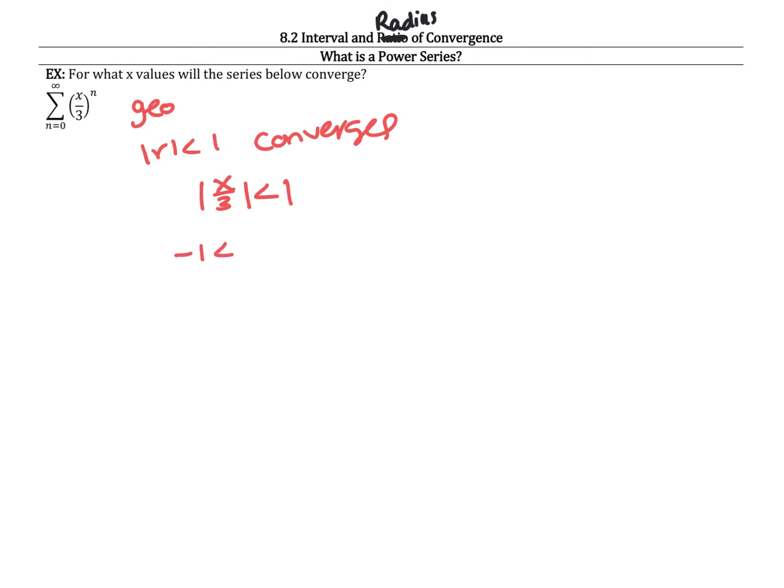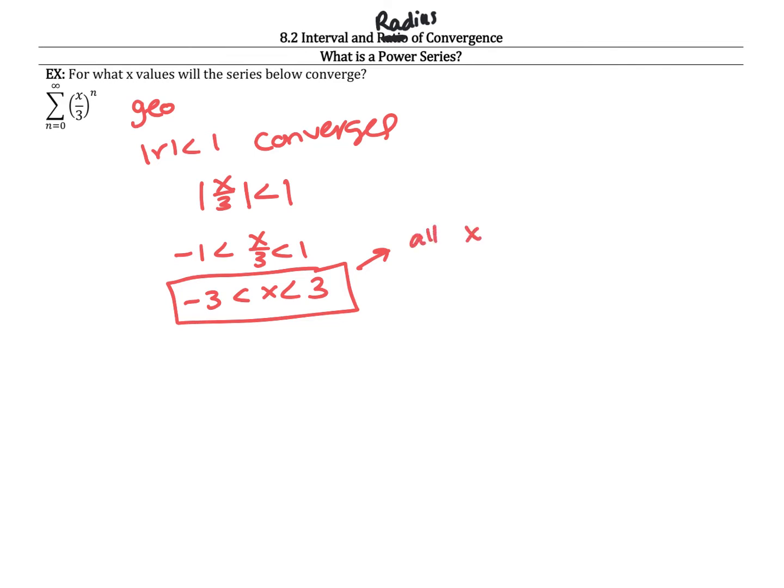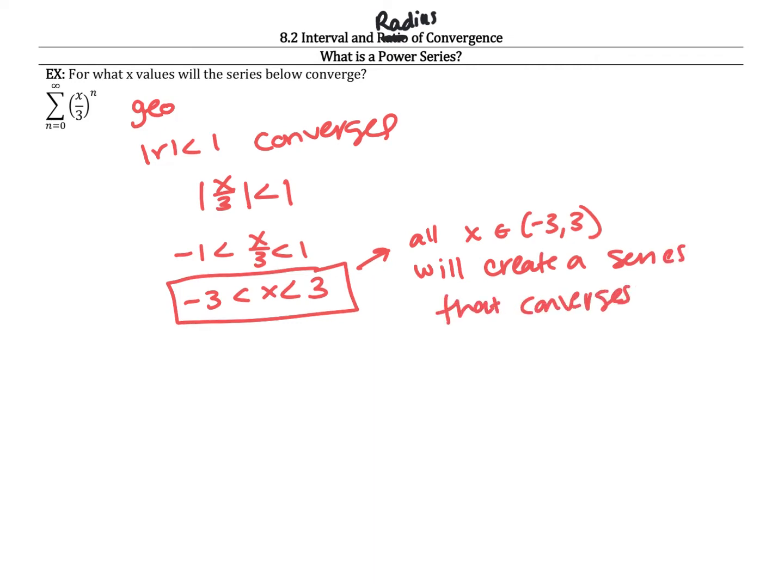And to solve this inequality, we could break this up to get rid of the absolute value. And then to finish it off, we could multiply all sides by 3. So as long as we have an x value that is in between -3 and +3, we will have a series that converges. So all x that is an element of (-3, 3) will create a series that converges, because of the geometric series test.